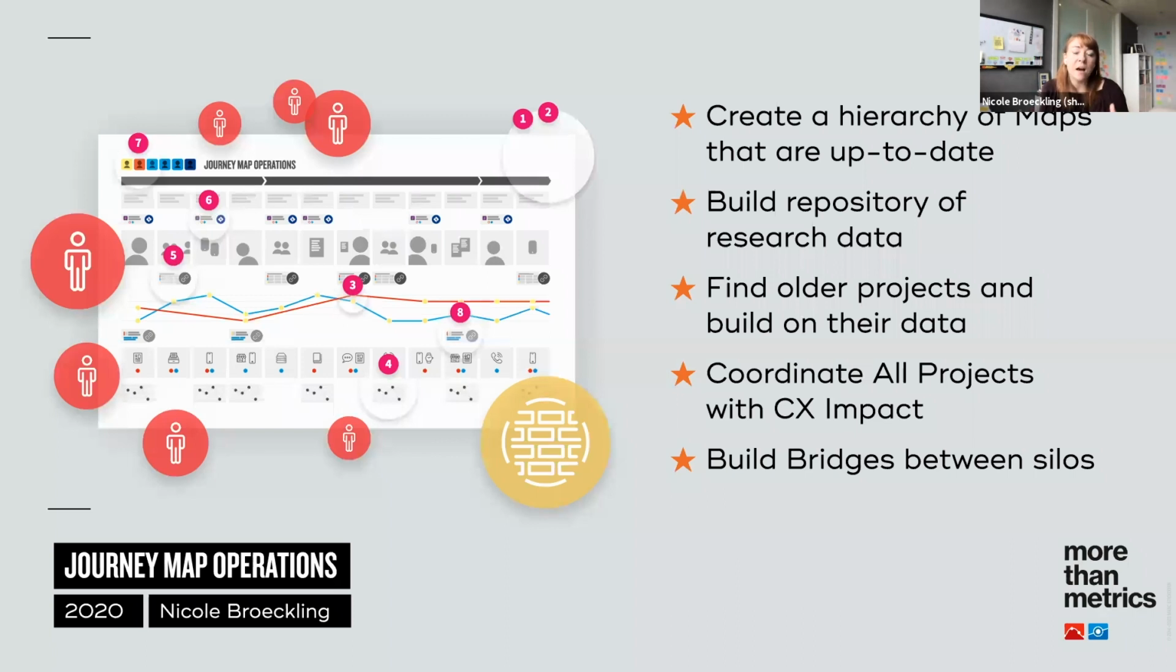And then setting this up in the organization, there is some setup that has to happen. You really need to have that hierarchy in place. You need to have that repository of research data and really understand your KPIs and where those metrics are coming from and how we are tracking them, and make sure that you're building all of those things. And that is stuff that we can help with at More Than Metrics. That's part of what we do.